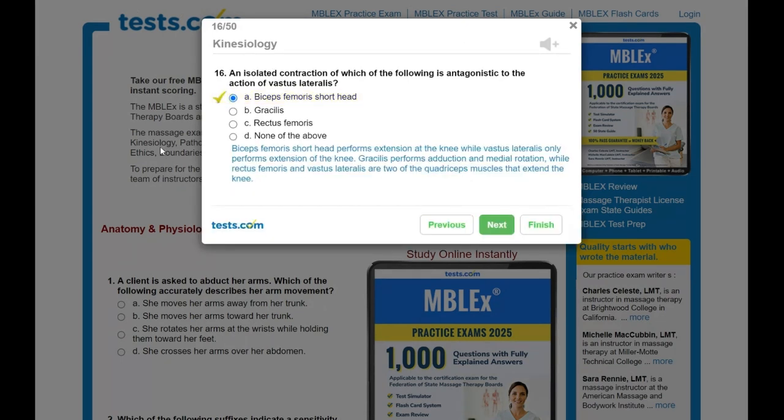A. Biceps femoris short head. Biceps femoris short head performs flexion at the knee, while vastus lateralis only performs extension of the knee. Gracilis performs adduction and medial rotation, while rectus femoris and vastus lateralis are two of the quadriceps muscles that extend the knee.